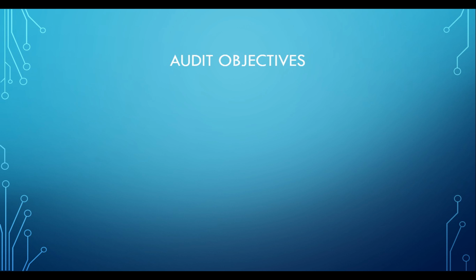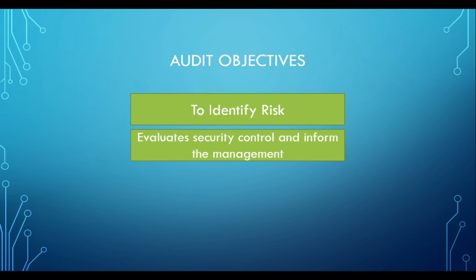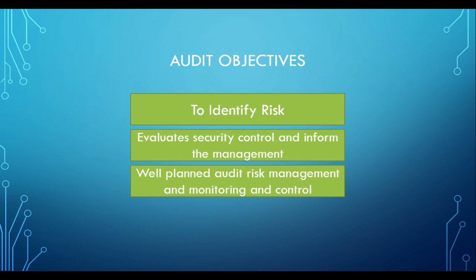The audit objectives. Audit identifies risks that an organization is exposed to in the computerized environment. The auditor evaluates the adequacy of security controls and informs the management with suitable conclusions and recommendations. A well-planned and structured audit is essential for risk management and monitoring control of information systems in any organization.